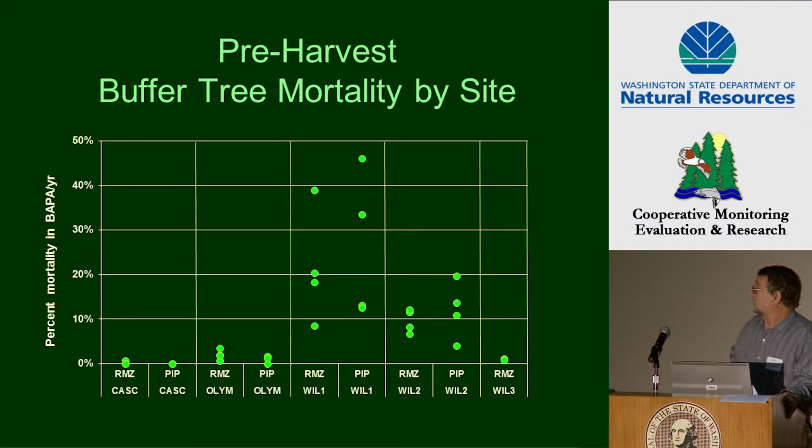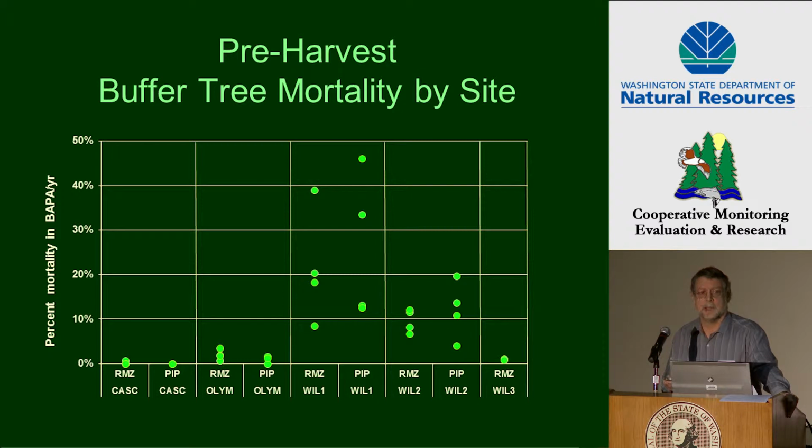During the pre-harvest period, the mortality rates were real low in the Cascade block, the Olympic block, and the Willapa 3 block. But in contrast, the mortality rates were highly variable with some much higher values in the Willapa 1 and Willapa 2 blocks, which were those coastal blocks that were affected by that December 2000 windstorm.